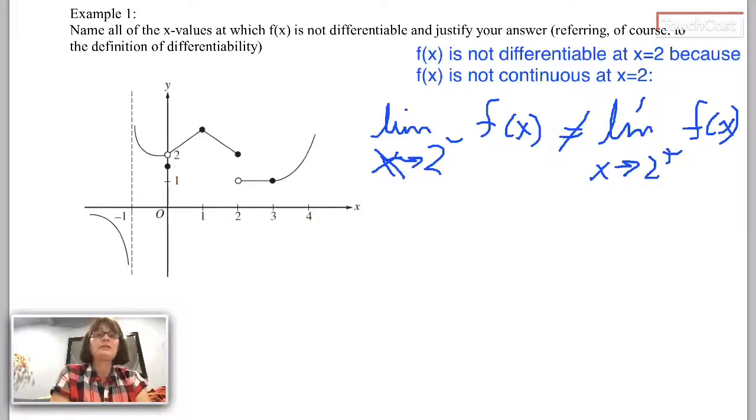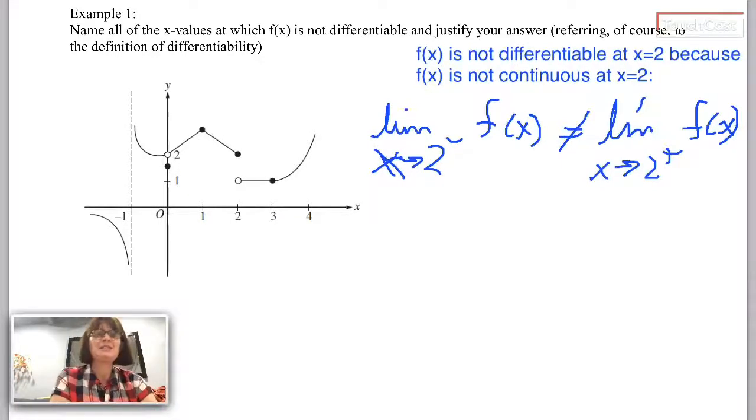If here, instead of what I just hand wrote out, you wrote the limit as x approaches 2 is not equal to f of 2, that is technically true, and I appreciate that that's the definition for continuity, but it sort of misses the point. Why is the function value not equal to the limit? Because that limit doesn't exist.